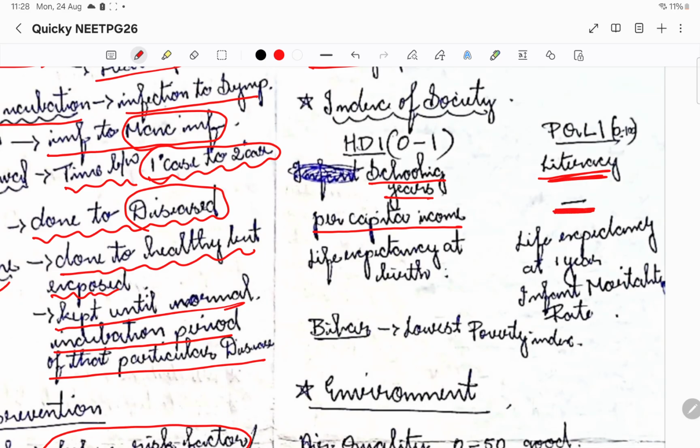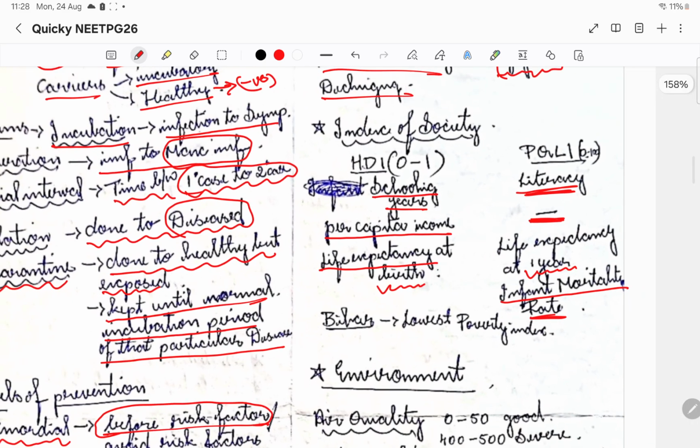Please remember that. Then coming to life expectancy, it is at birth in HDI, whereas it is life expectancy at 1 year with respect to PQLI. One extra point with respect to PQLI is infant mortality, because both of them have 3 only, but here there is nothing with respect to income. So that is where the extra point of infant mortality rate is in PQLI. Remember that thing.